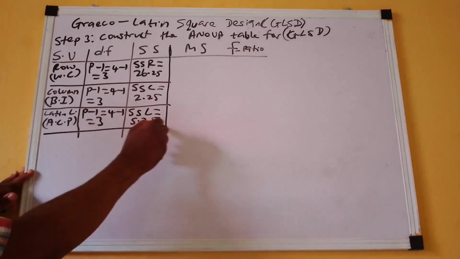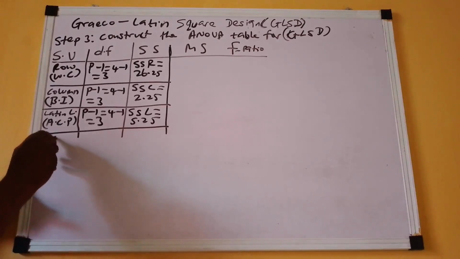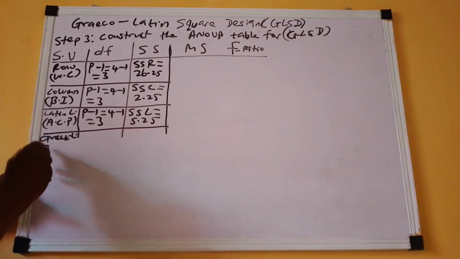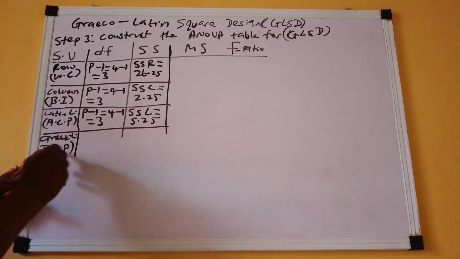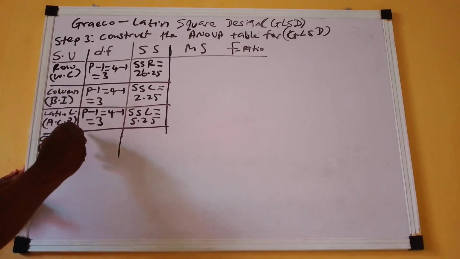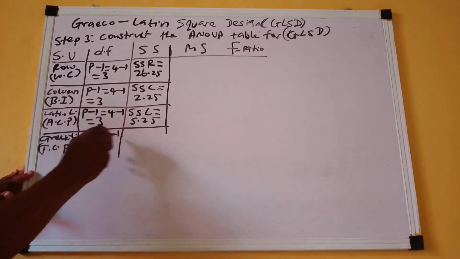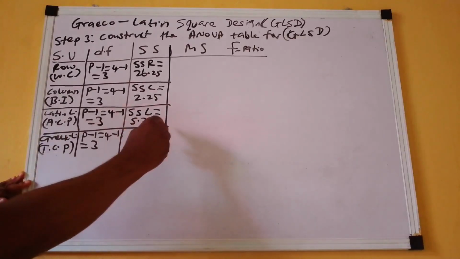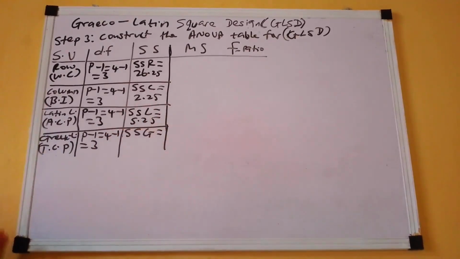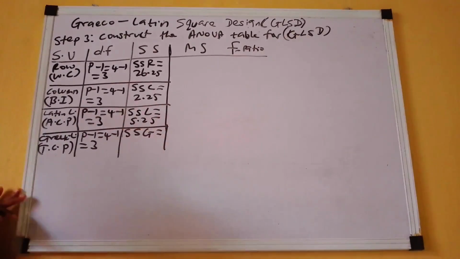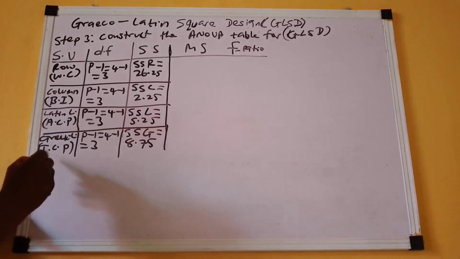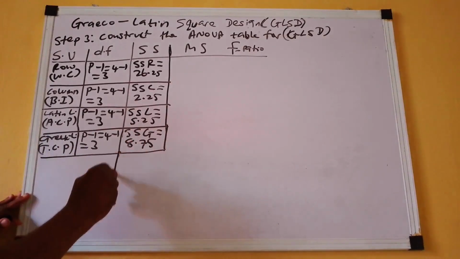Then we go again. The Greek letters are the Tons cement products. Of course, our degrees of freedom for that is also P minus 1, which is equal to 4 minus 1, which is equal to 3. Then our sum of square for the Greek letter, SSG, is 8.75. That is what we have. Then we roll that again.